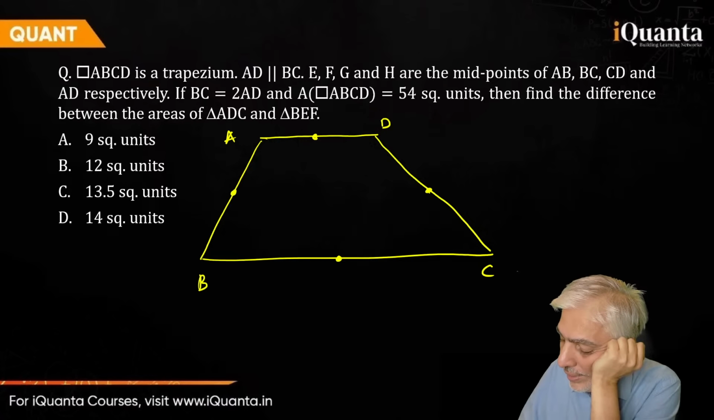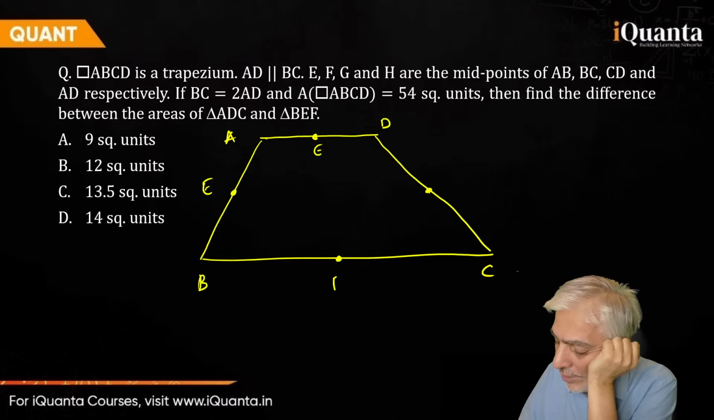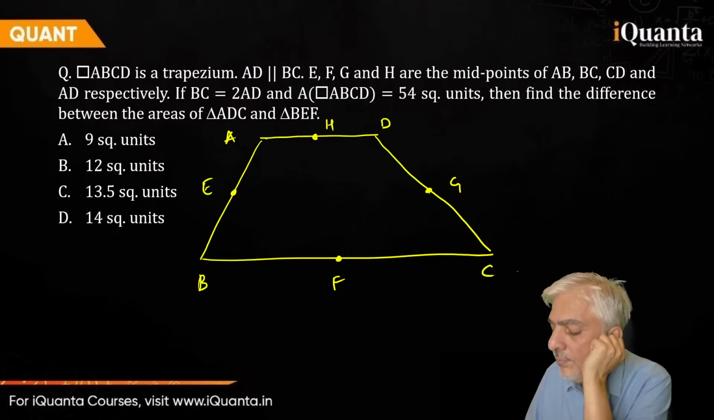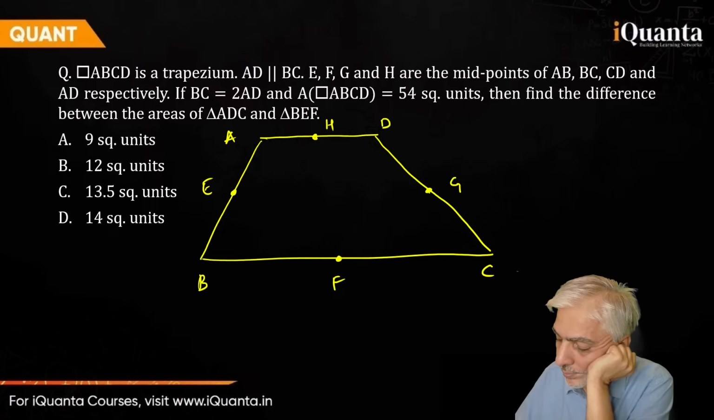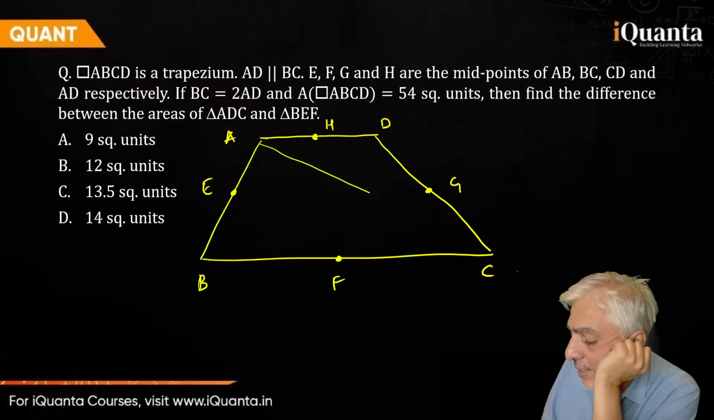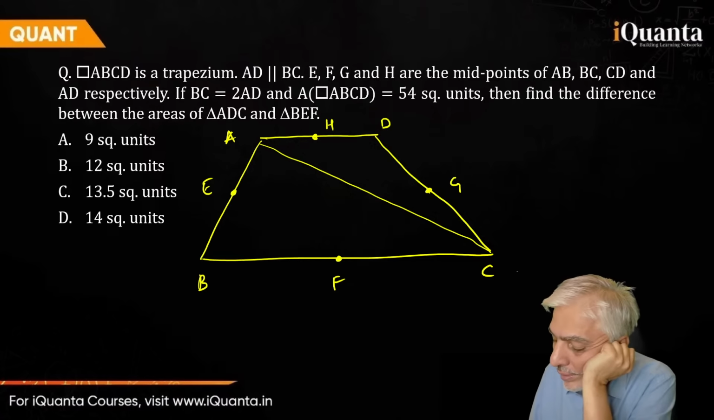This is E. No, this is E, sorry. EFGH. Come on, try this much. We want to find the difference between the area of triangle ADC and BEF.